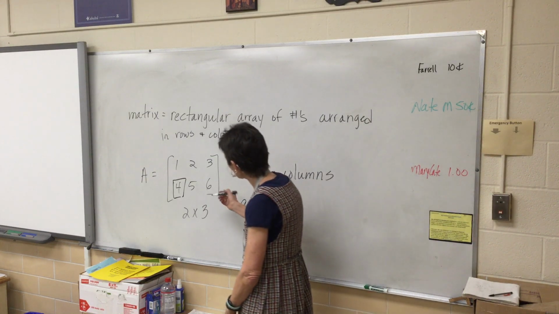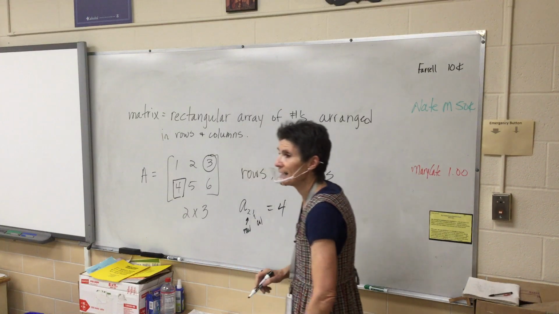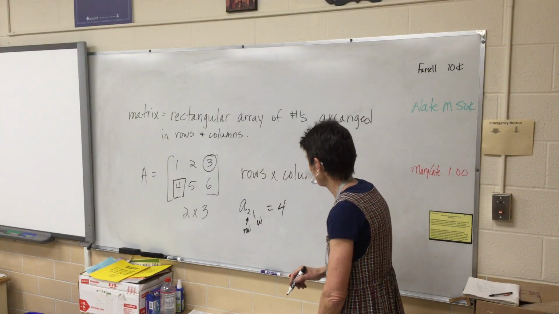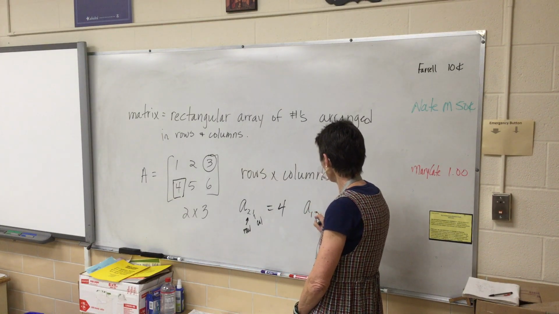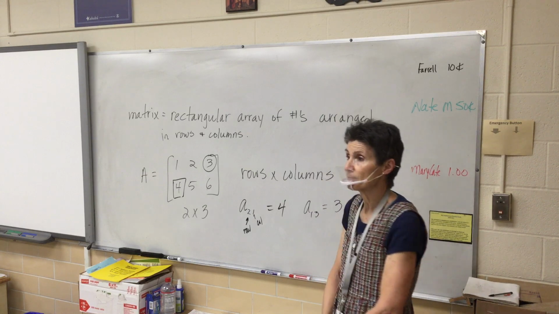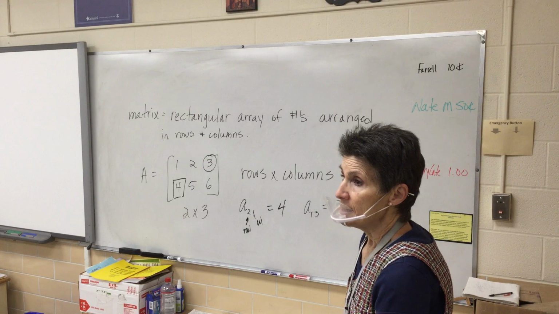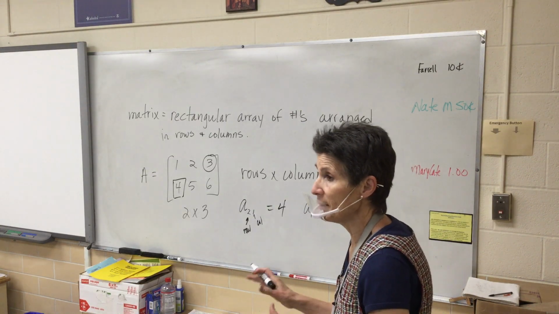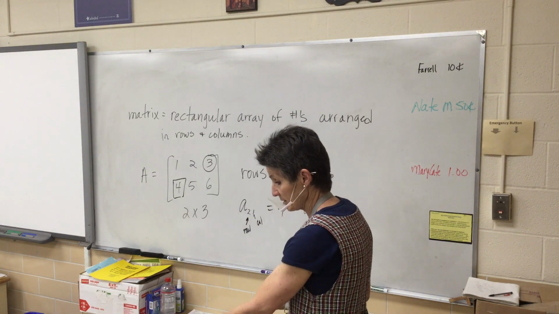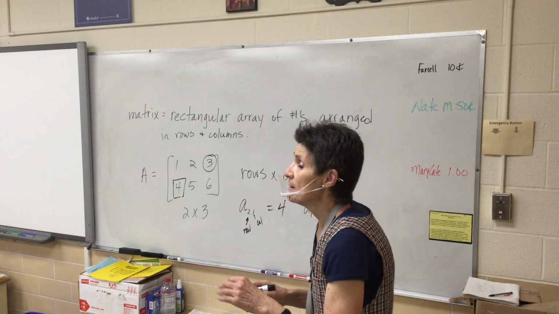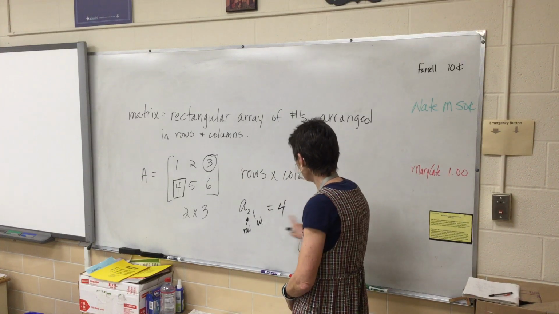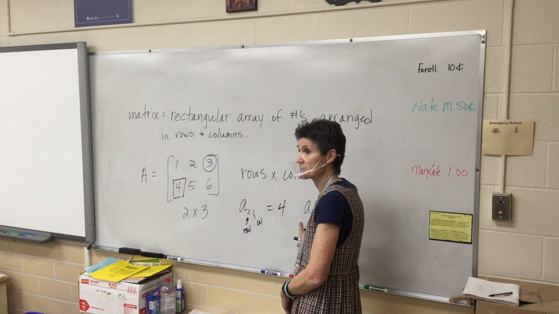So how would I identify the 3? What would that be? A, 1, 3, because it is in the first row, third column. Now, when you have multiple matrices, as we do in our next examples, you've got to pay attention to the letter because that tells you which matrix to look in.